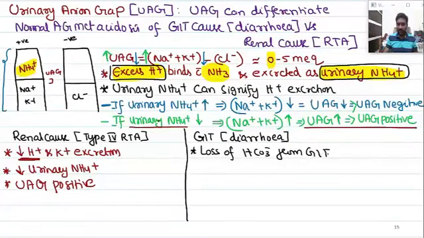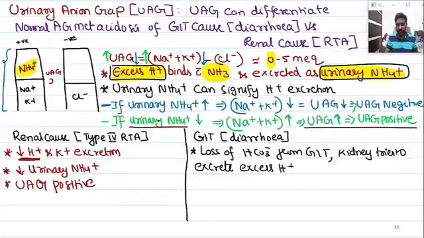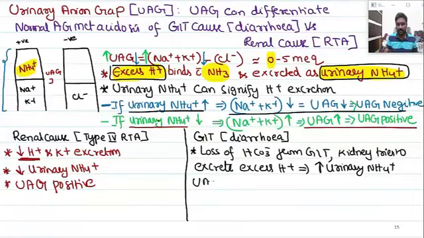So loss of bicarbonate from GIT, because kidney is still functioning well, kidney tries to excrete excess H plus. Because all these H plus are going into the urine, there will be increased urinary NH4 plus. So whenever urinary NH4 plus is increased, these are the sequence of events. So what happens to urinary anion gap? It will become negative. So as the name indicates, GIT cause urinary anion gap will be negative.